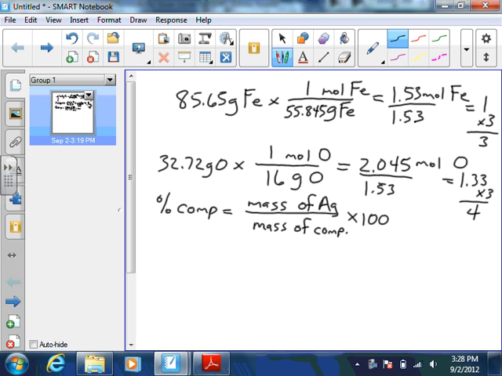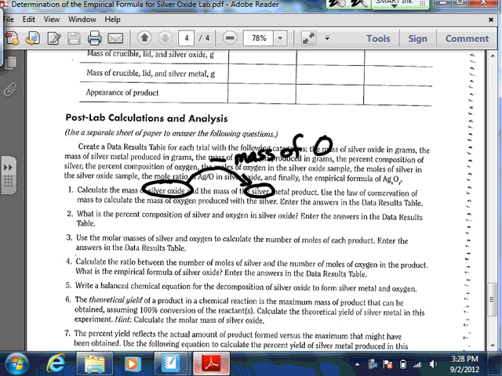So then you're just going to divide the mass of the Ag by the mass of the silver oxide times 100, that gives you your percent. Do the same thing for the oxygen, okay? Again, very easy stuff. Use the molar masses of the silver and oxygen to calculate the number of moles of each product.